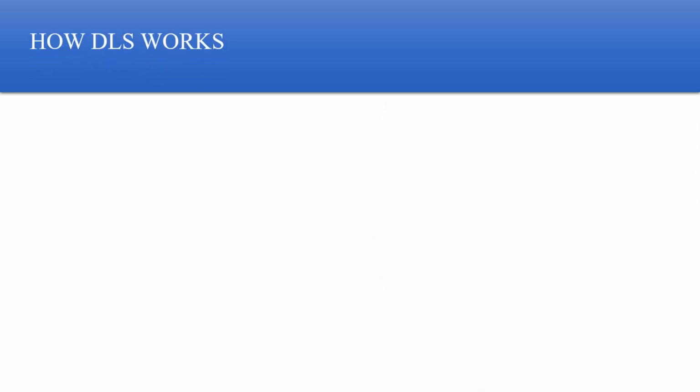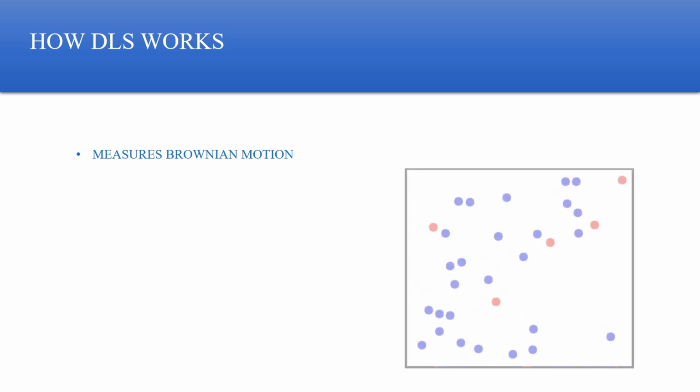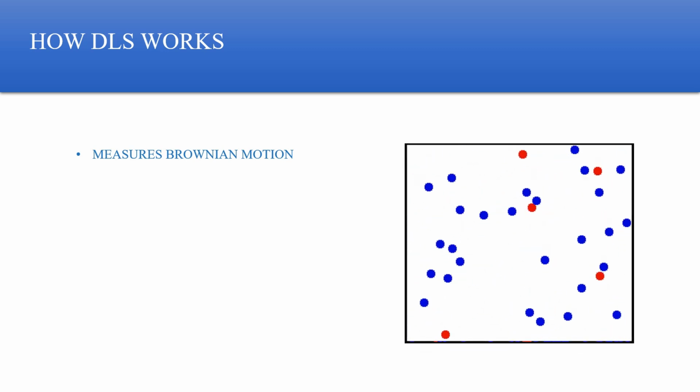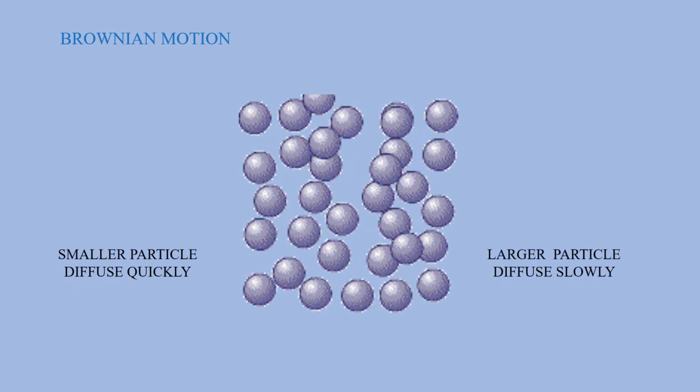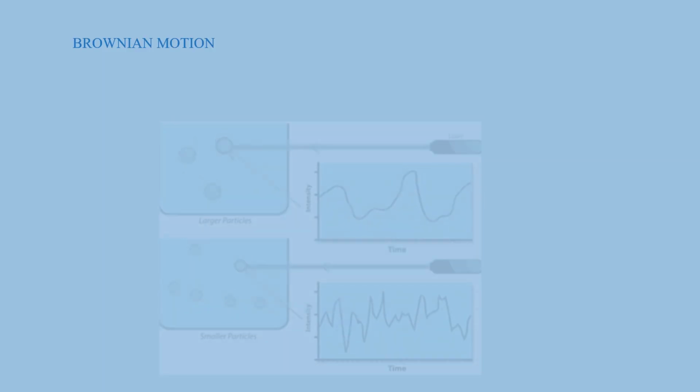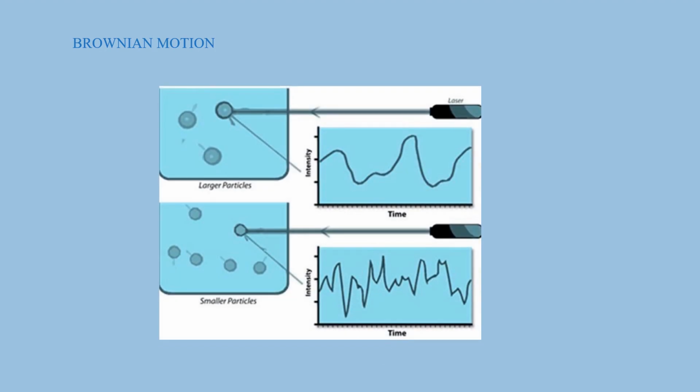Now, how does the dynamic light scattering technique work? The first step is that DLS measures the Brownian motion of particles in suspension and relates it to their size. Brownian motion is the random motion of particles. Generally, small particles tend to diffuse quickly as compared to particles of larger size. The rate of Brownian motion is quantified as the translational diffusion coefficient, which is often represented by capital D.